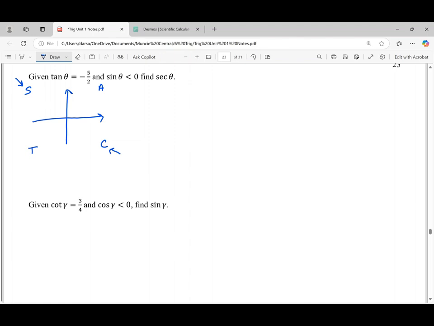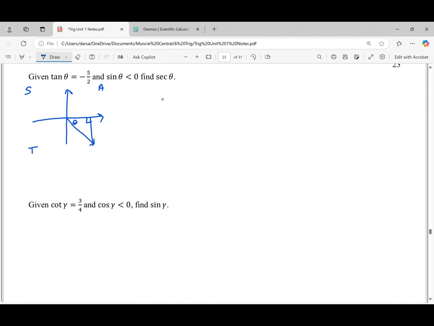Now, what else do we know about this angle theta? We know that sine is negative. Well, that means it can't be in quadrant 2 because sine is positive in quadrant 2. So our angle must be a quadrant 4 angle. So we can draw its terminal side and then connect that terminal side to the x-axis with a vertical line and draw our reference triangle.